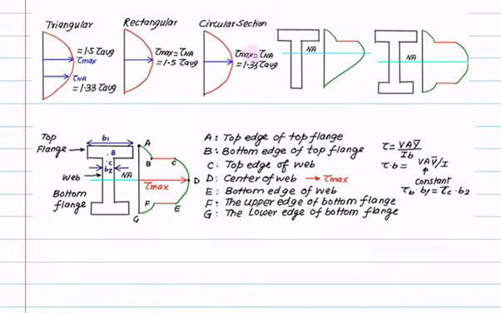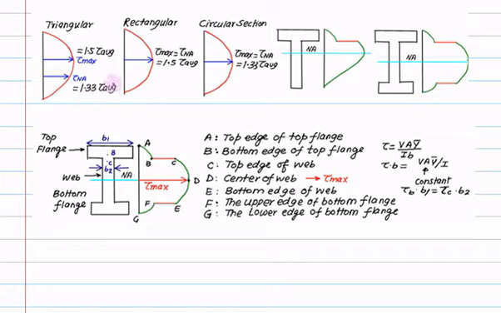So for a circular section, tau max will occur at the neutral axis, and it is 1.33 of tau average. So you remember two numbers, one is 1.5 and one is 1.33. For a rectangular section, tau max is the same as tau at neutral axis, and the value of tau max is 1.5. For a circular section, tau max is the same as tau at neutral axis, but the value is 1.33. And for a triangular section, tau at neutral axis is different and tau max is different, but tau max is 1.5 and the tau at neutral axis is 1.33.